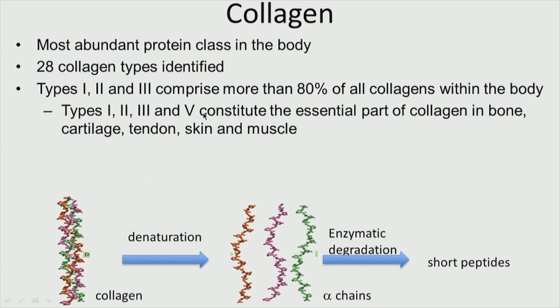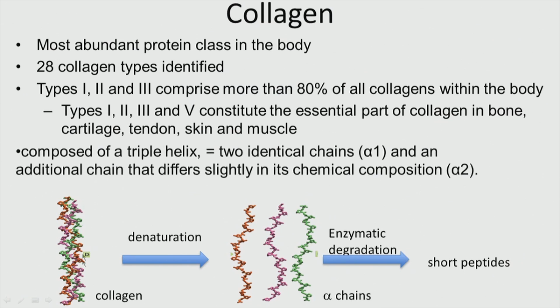because types 1, 2, 3 and 5 constitute the essential part of collagen in bone, cartilage, tendon, skin and muscle, okay. It is composed of a triple helix like this, collagen has a triple helix. So they have two identical chains called alpha 1, and there is something called an alpha 2. There is a slight difference in their chemical composition, they are connected as a triple helix. If you denature them, and if you have the enzymatic degradation, you will get short peptides, small peptides like this, actually, from collagen, okay.